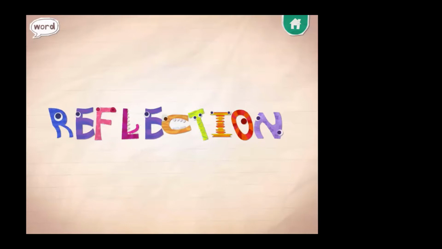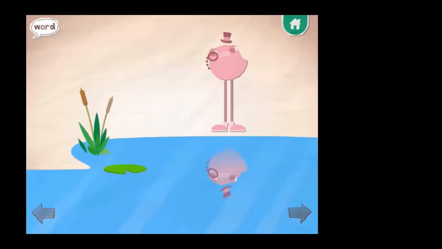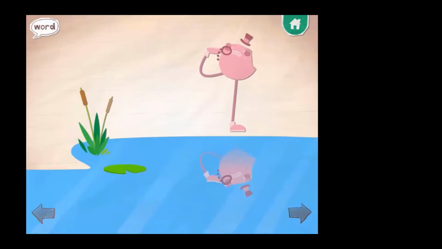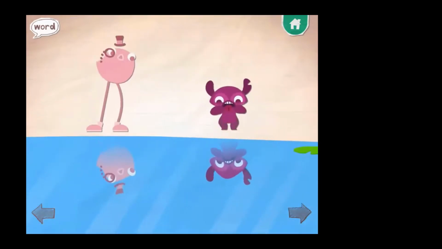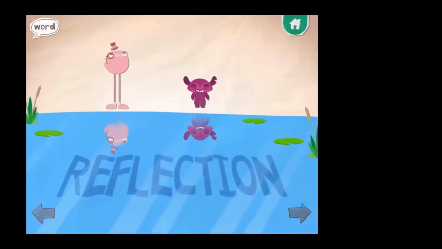Makes the N sound. Reflection. You guys know what a reflection is? We have our little monster. What's he looking into? Looking into a pond, right? And they are seeing a reflection.